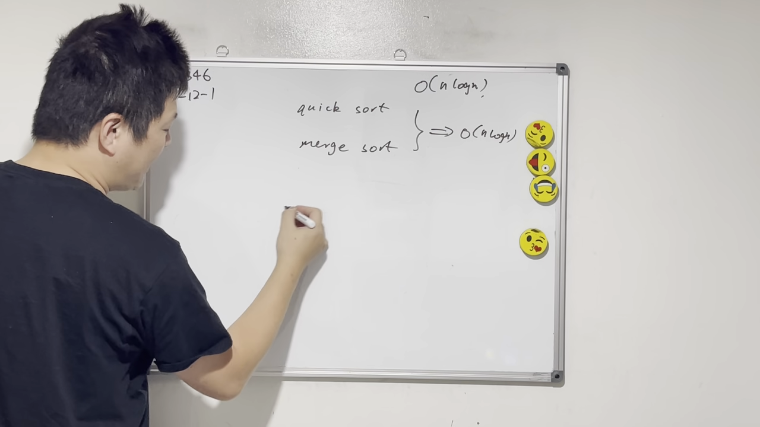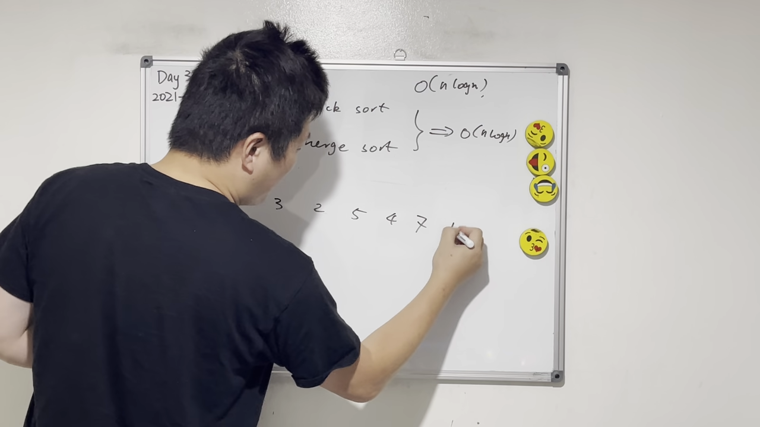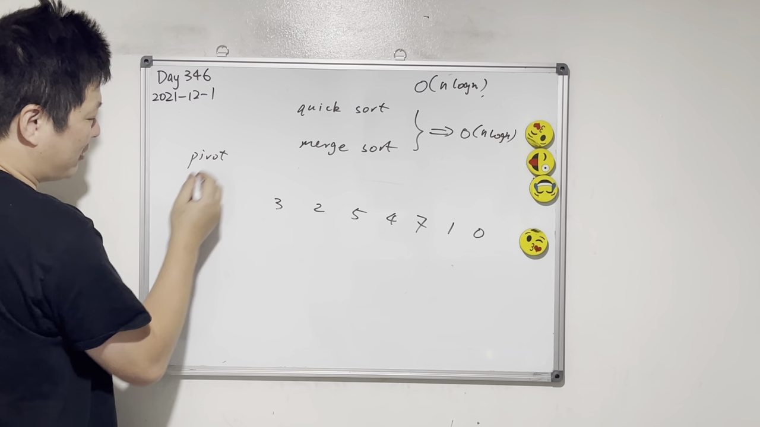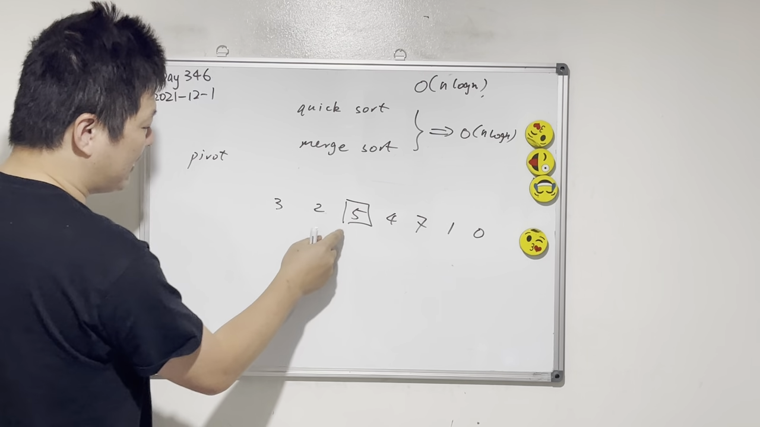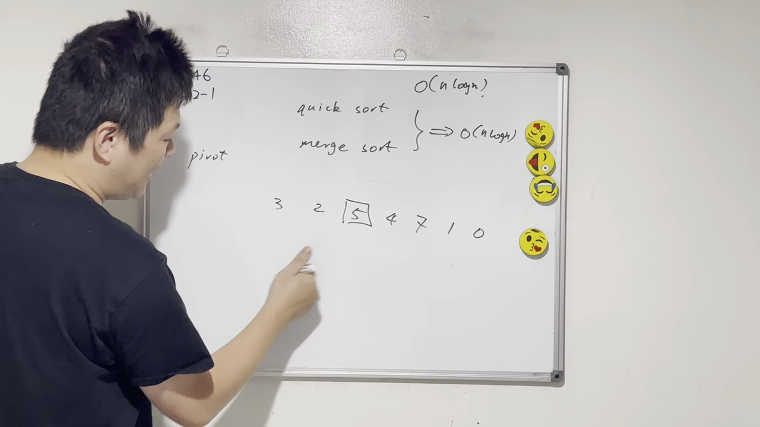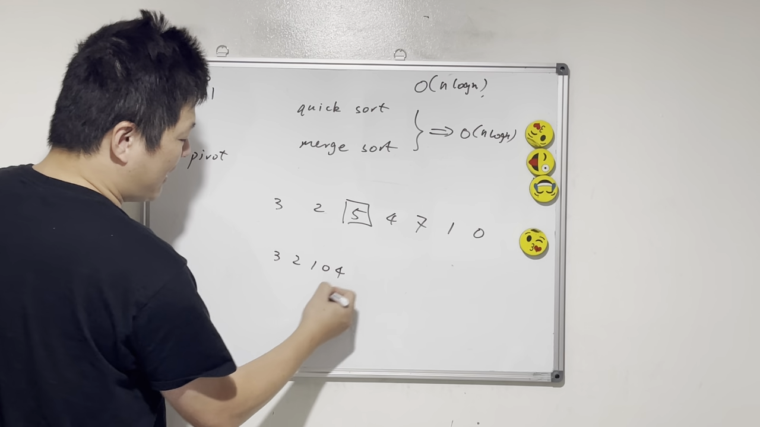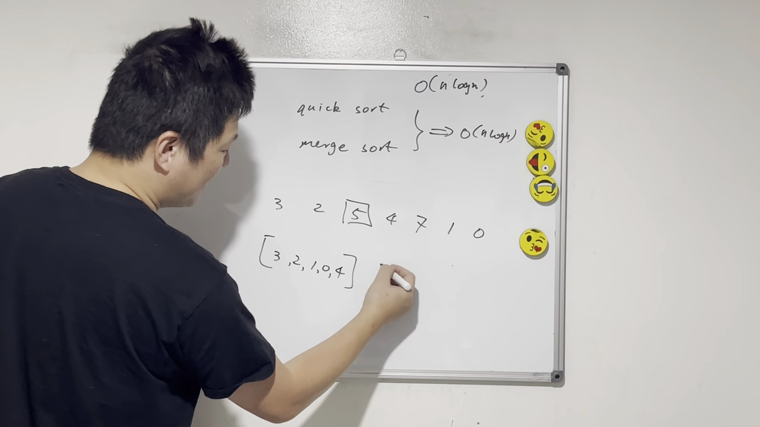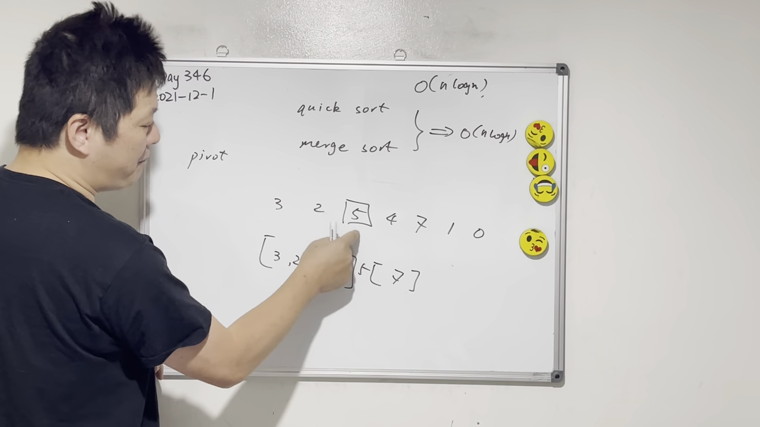You know the quick sort, right? We have a few numbers like 3, 2, 5, 4, 7, 1, 0. We pick a random pivot. In case you don't remember, pick one random pivot, and then we partition the list by all the numbers smaller than 5. Smaller than 5 is 3, 2, 1, 0, 4, and bigger than 5 is 7.